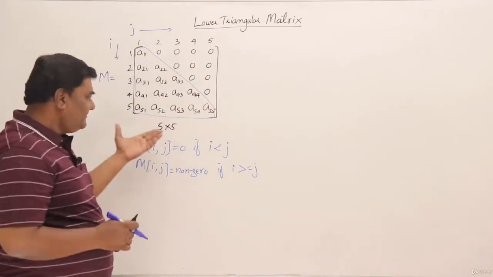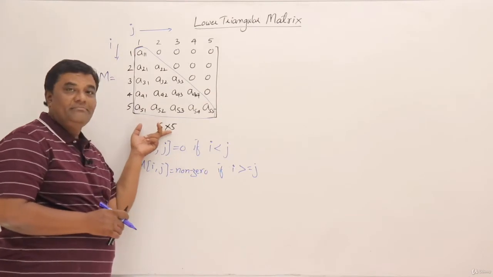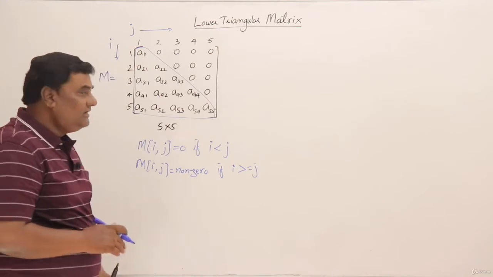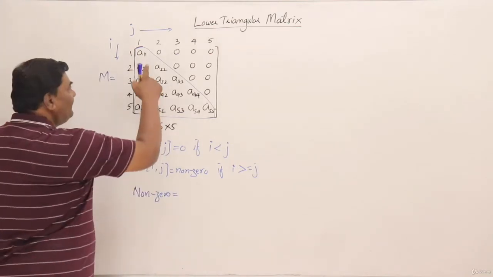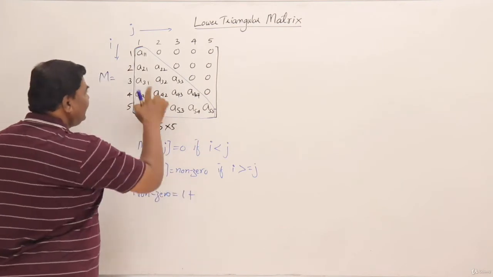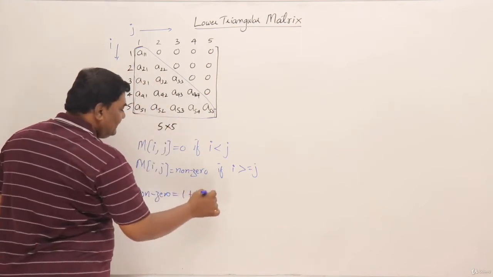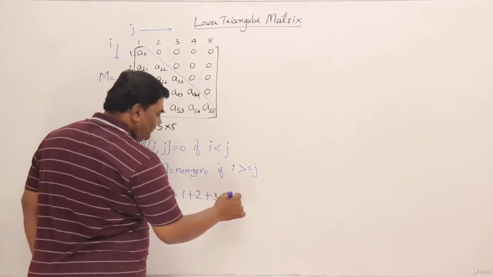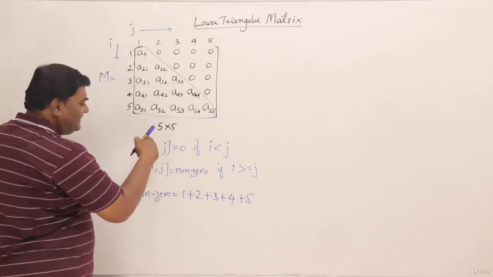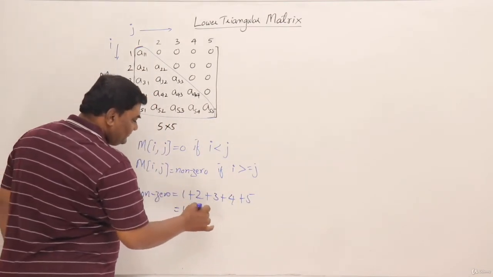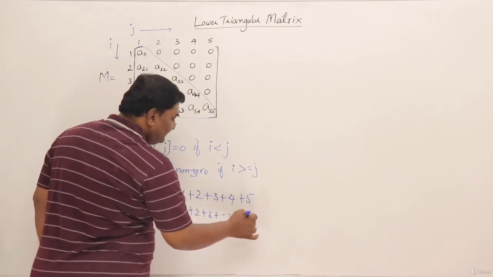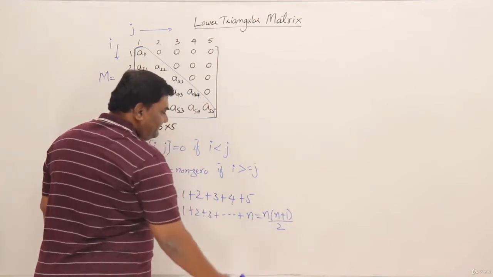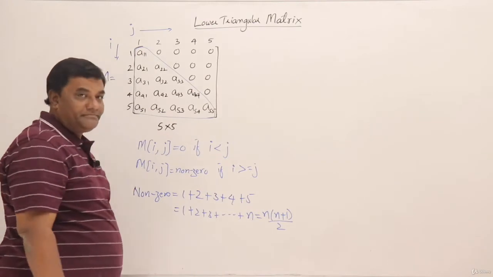Now let us observe in the matrix of n cross n, that is 5 by 5, total 25 elements are there. Then how many elements are non-zero? So the number of non-zero elements: first row is having one element, second row is having two non-zero elements, third row is having three non-zero elements, and so on up to 5. So this is 4 plus 5. Now for any n cross n matrix, it will be 1 plus 2 plus 3 and so on, the last one will be n. So this is n into n plus 1 by 2 number of elements that are non-zero.